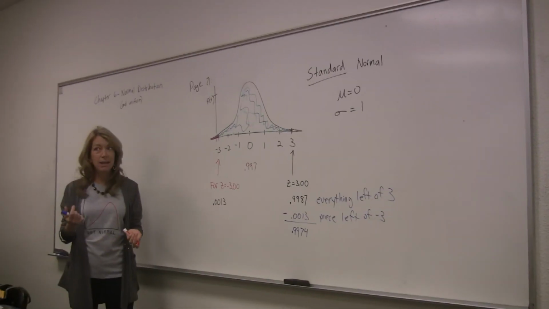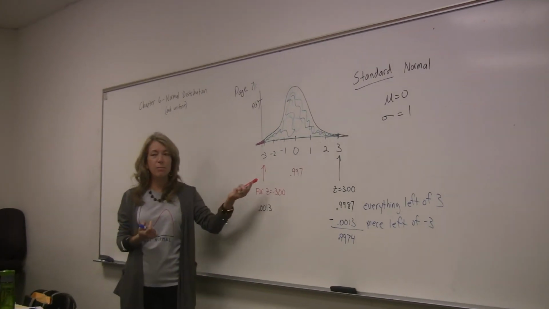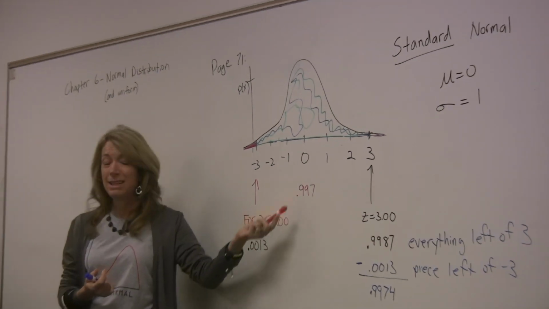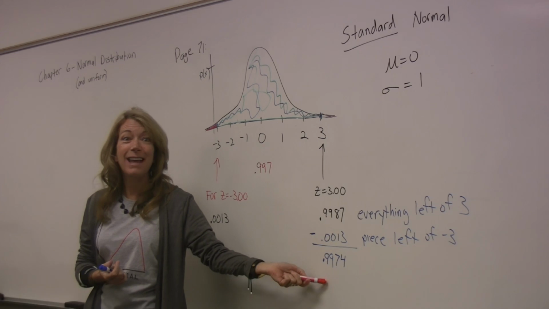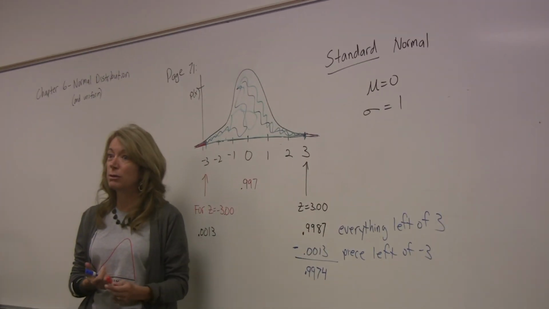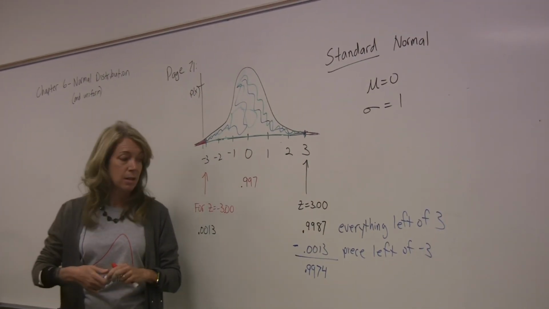So remember Liam reminded us of the empirical rule. He says it should be 99.7. It's actually 99.74 to be exact. They had rounded it when we talked about the empirical rule way back when. So this is the answer.